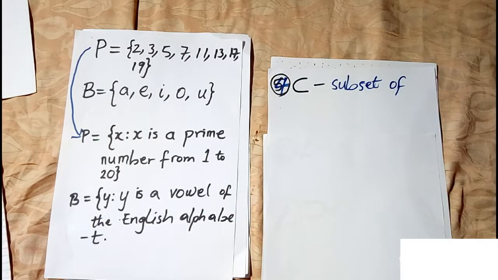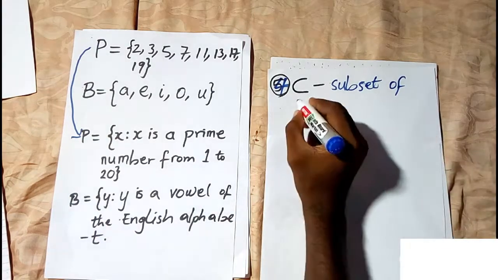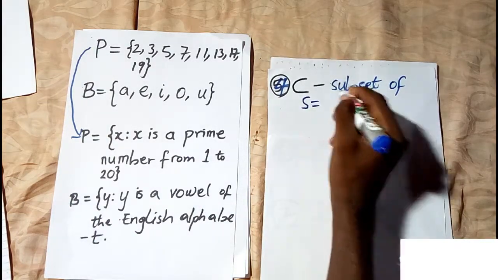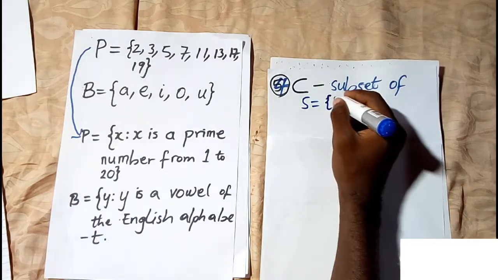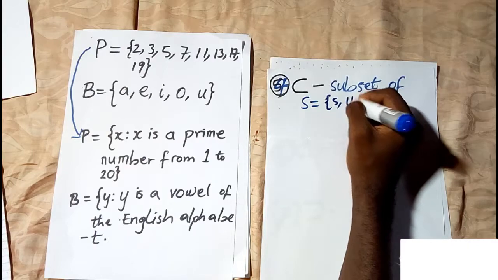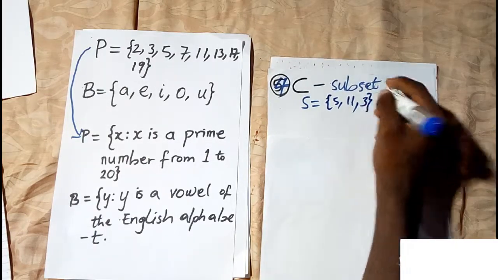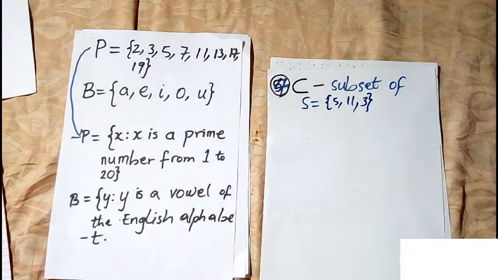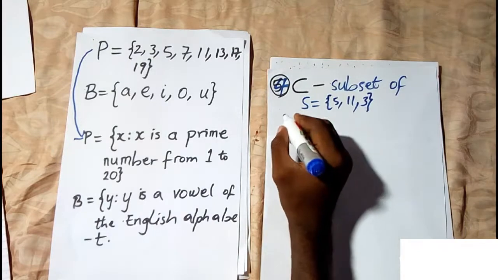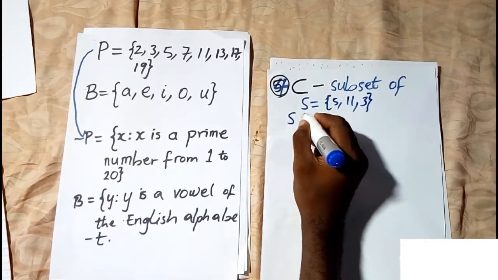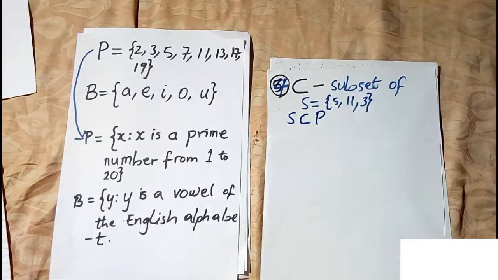Okay, so let's make a subset now and let's call it S. Let's make a set now. Let's say S is 5, 11, 3. And remember we said the arrangement does not matter. So that is an example of arrangement does not matter. So if we look at our example here, we'll see that S is a subset of P. So that is how it's read.